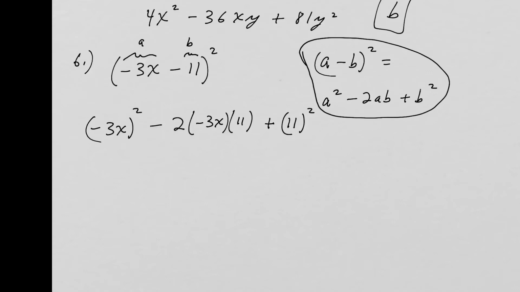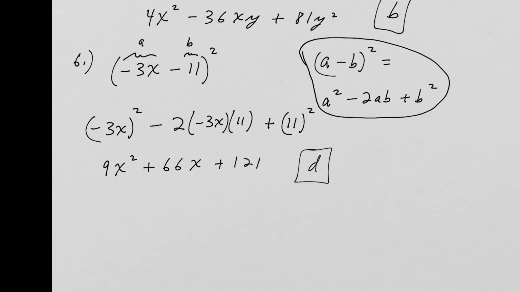So now if we work this out, negative 3x times itself is positive 9x squared. I have minus 2 times negative 3 times positive 11. Well, negative 2 times negative 3 is positive 6 times 11 is 66. Still have an x there. And then 11 times 11 is what? 121. So that would be my answer in this case. So it looks like D would be the correct answer.